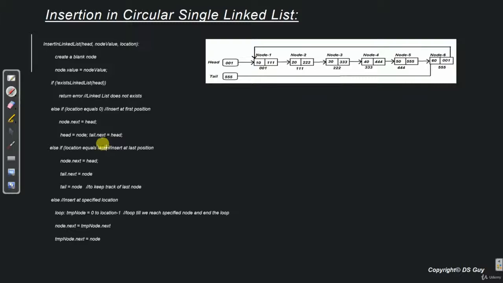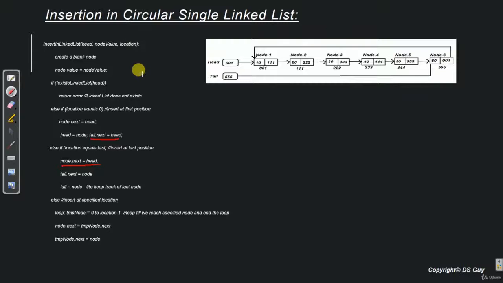If we compare this algorithm with the algorithm of single linked list, there is a small difference, and the only difference is these two statements over here, that is tail.next and node.next. Apart from that, everything remains as it is. Fine. So I hope that you have understood how to insert a node in a circular single linked list.